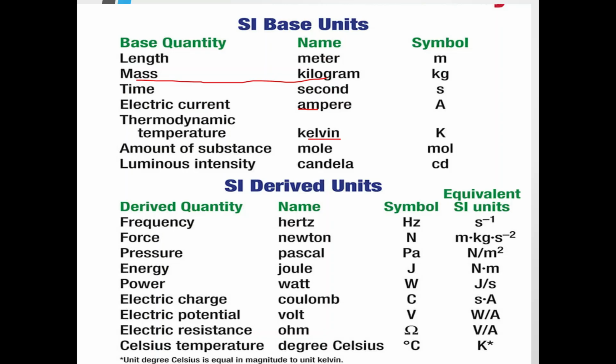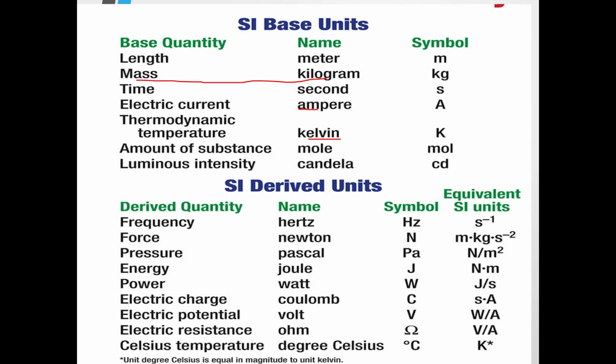We can see some of the basic SI units. So the SI unit of length is meter, mass is kilogram, time is second, electric current is ampere, thermodynamic temperature is Kelvin, and the amount of substance is mole, and the SI unit of luminous intensity is candela.